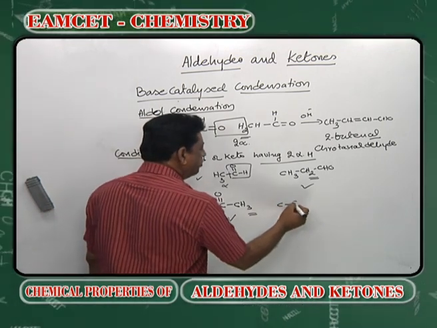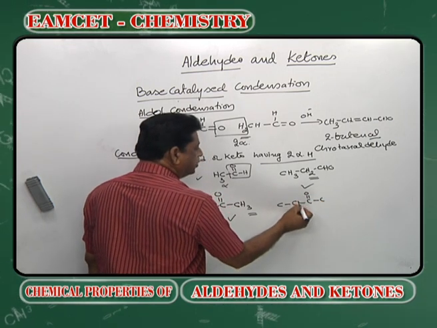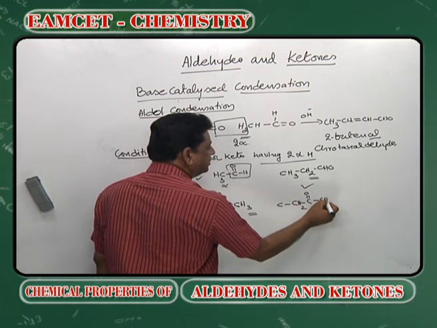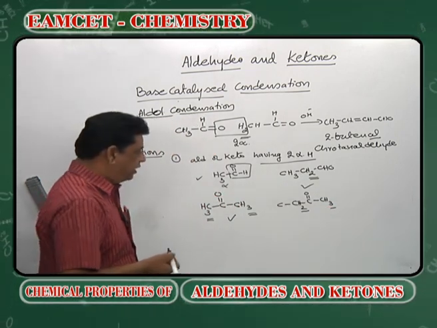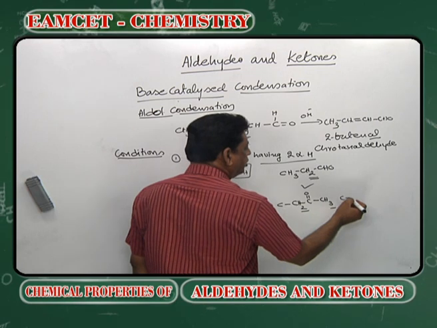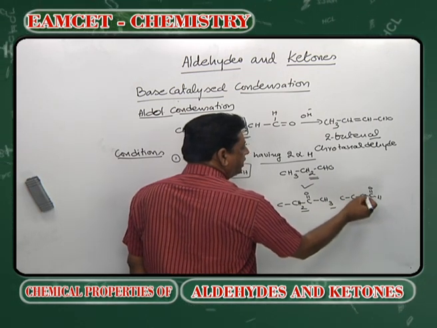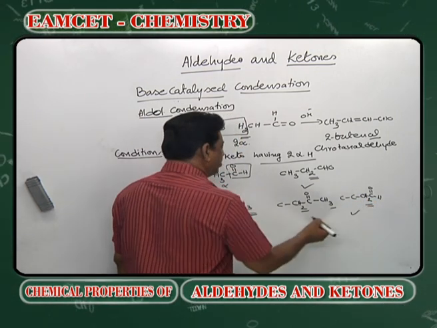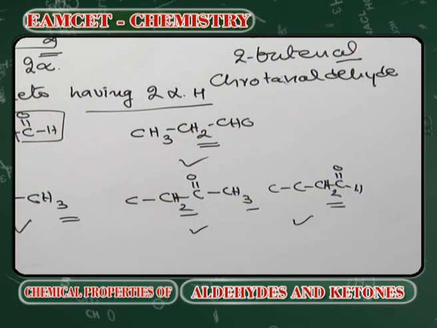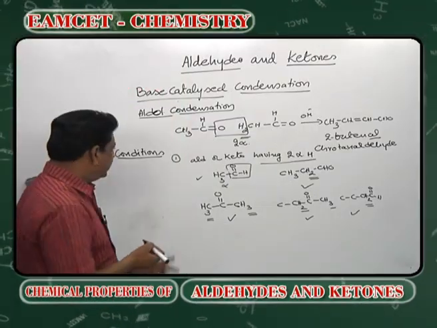Similarly, a compound like butanone has 2 hydrogens here and 3 hydrogens there, so the total alpha hydrogens available is 5. Similarly, butanaldehyde, a carbonyl compound, has an immediate carbon with 2 hydrogens, therefore it is eligible. All these compounds are eligible to show this aldol condensation. So 2 alpha hydrogens is the first condition.